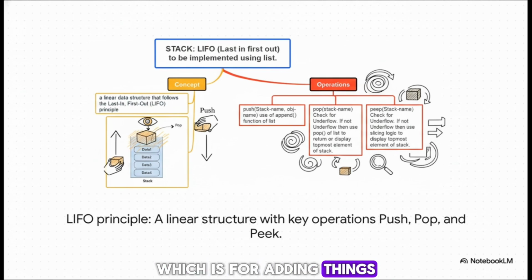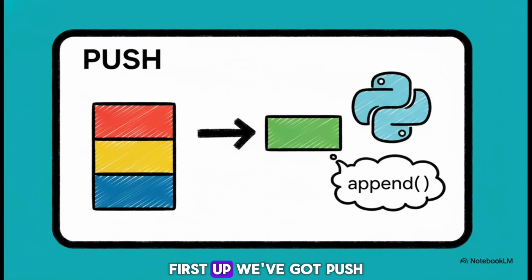Push, which is for adding things, pop, which is for removing things, and peek, which is for, well, taking a peek without touching anything. First up, we've got push. Pushing an element just means adding it to the top of the stack. And if we're using a Python list, this is super easy. We just use the append function. When you write stack.append(element), you're literally pushing that new element onto the top of your stack.